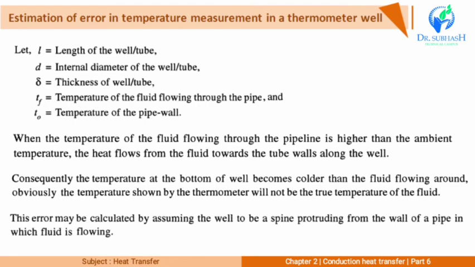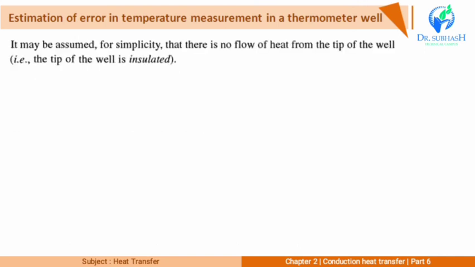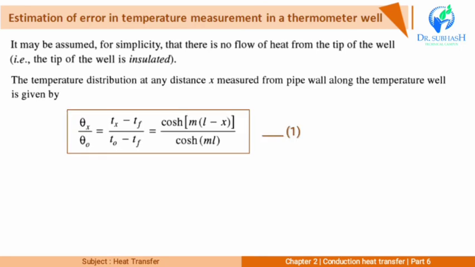This error may be calculated by assuming the well to be a fin protruding from the wall of a pipe in which fluid is flowing. It may be assumed for simplicity that there is no flow of heat from the tip of the well, so that the tip of the well is insulated. The temperature distribution at any distance x measured from pipe wall along the thermometer well is given by theta x divided by theta 0 is equal to Tx minus Tf divided by T0 minus Tf is equal to cos hyperbolic m into L minus x divided by cos hyperbolic mL.